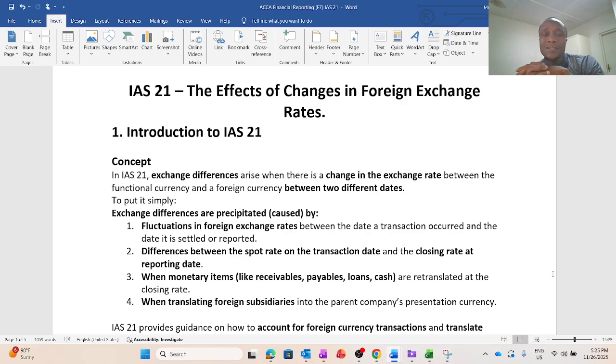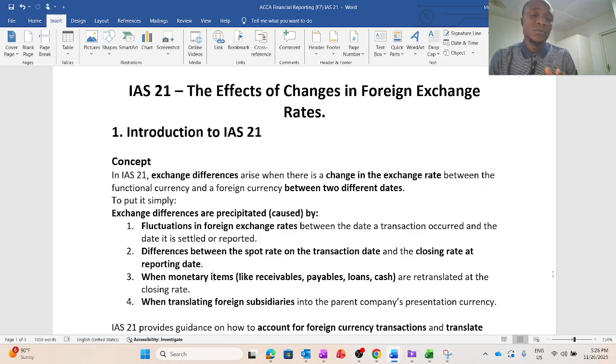Today, we are going to cover IAS 21, the effect of changes in foreign exchange rates. Now, let's understand the concept of IAS 21. In IAS 21, exchange differences arise when there is a change in the exchange rate between the functional currency, which we are going to understand during this session, and a foreign currency, which we are going to understand as well, between two different dates.